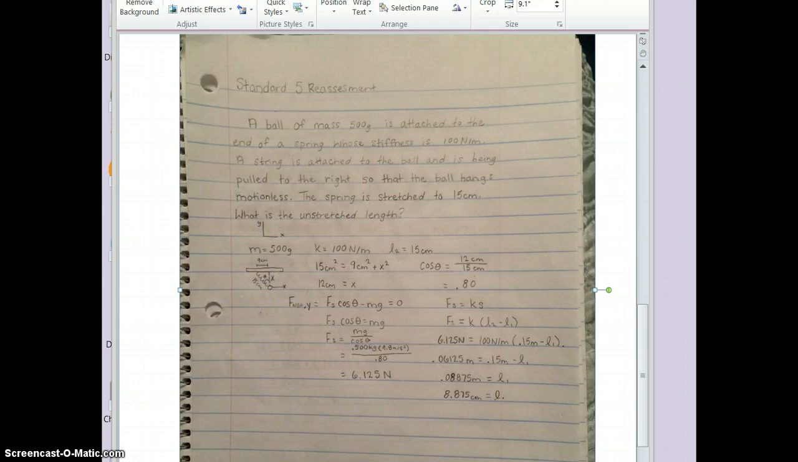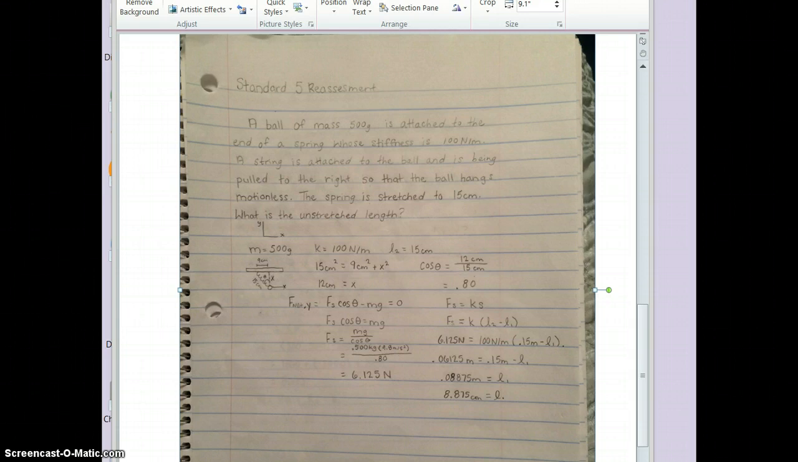We also have a diagram along with the problem, and the diagram is on the XY plane. As you can see, the spring is stretched to 15 centimeters and it is pulled to the right 9 centimeters. The mass of the ball is 500 grams and the stiffness of the spring is 100 newtons per meter. And L2 here, which is the stretched length, is 15 centimeters.